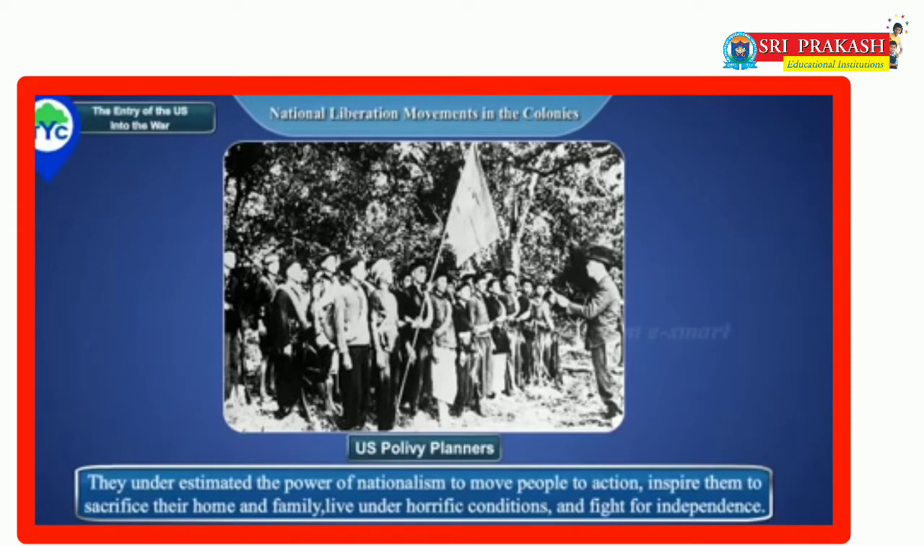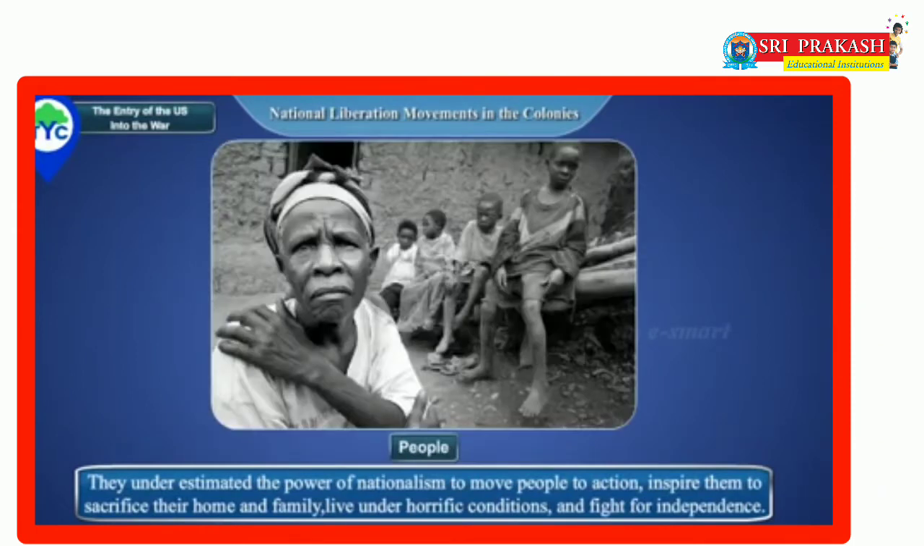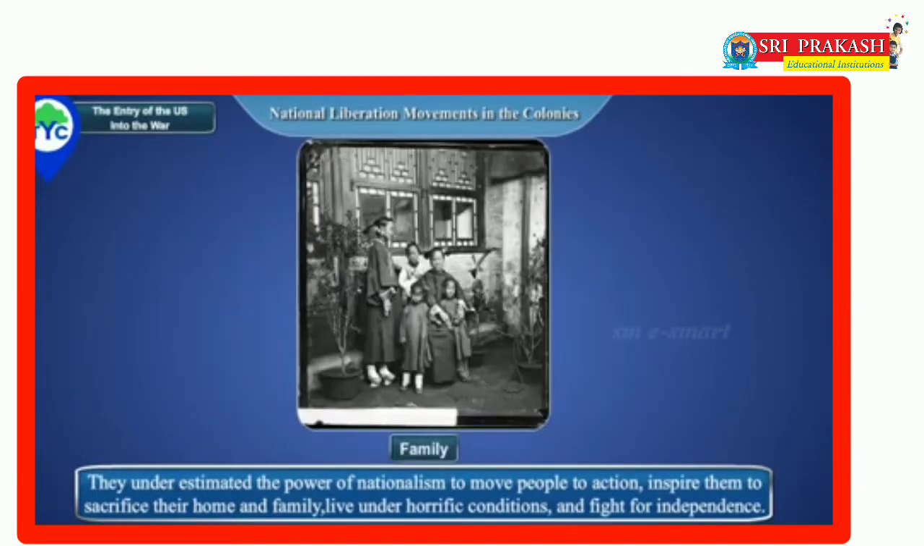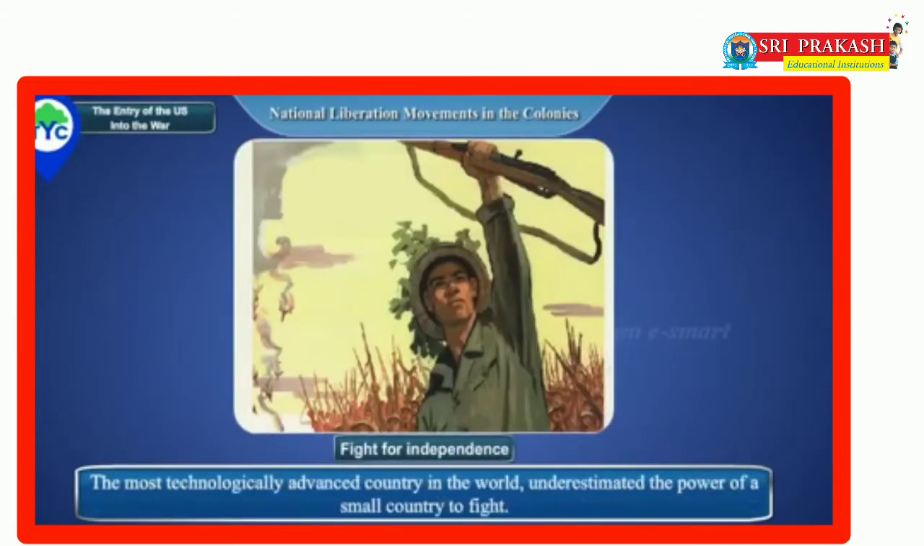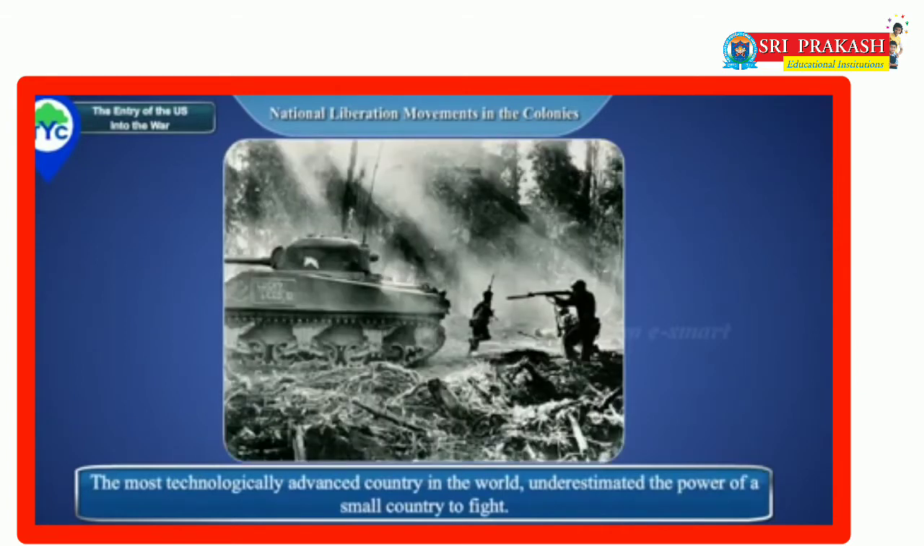They underestimated the power of nationalism to move people to action, inspiring them to sacrifice their homes and families, live under horrific conditions, and fight for independence. The most technologically advanced country in the world underestimated the power of a small country to fight.